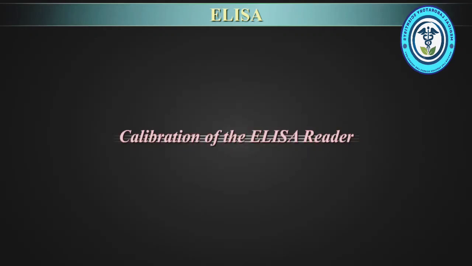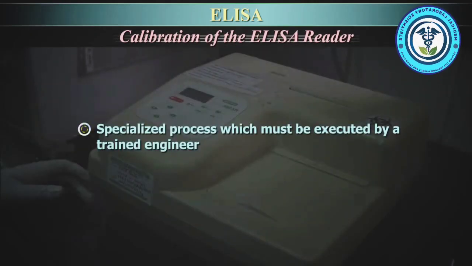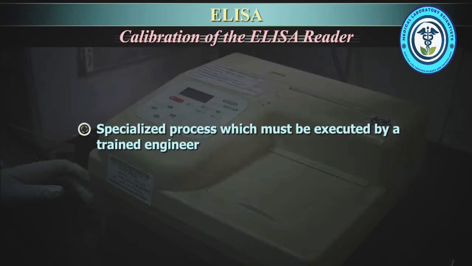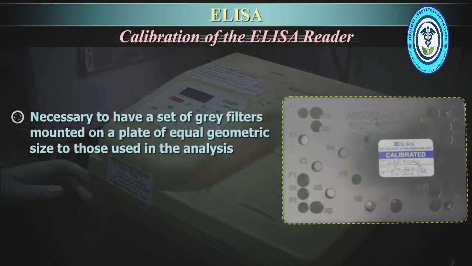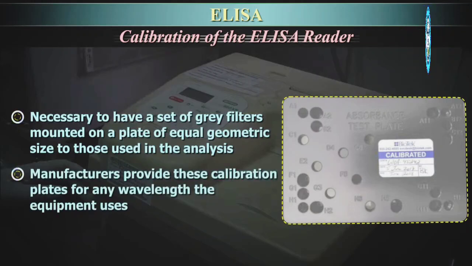Calibration of the ELISA reader. The calibration of a microplate reader is a specialized process which must be executed by a trained engineer. In order to do the calibration, it is necessary to have a set of gray filters mounted on a plate of equal geometric size to those used in the analysis. Manufacturers provide these calibration plates for any wavelength the equipment uses.